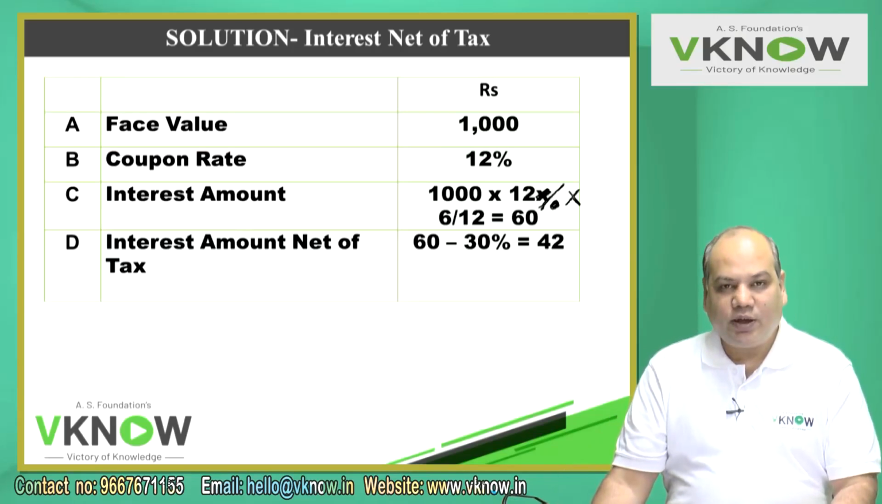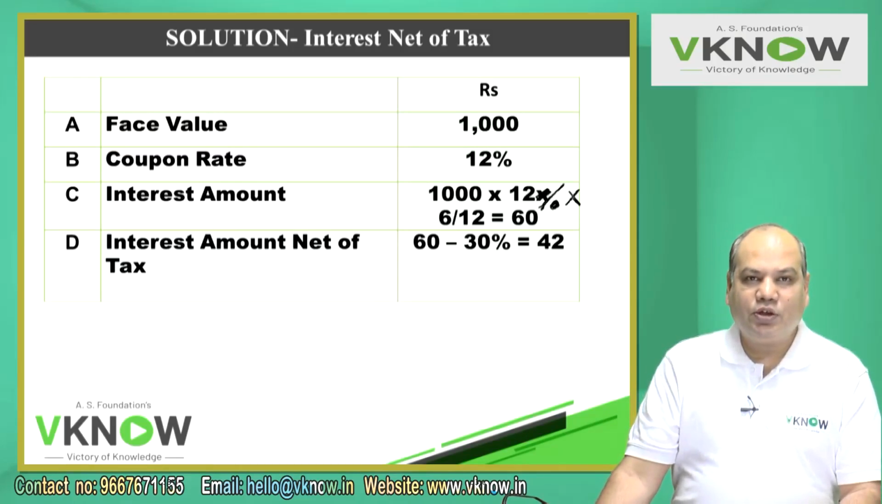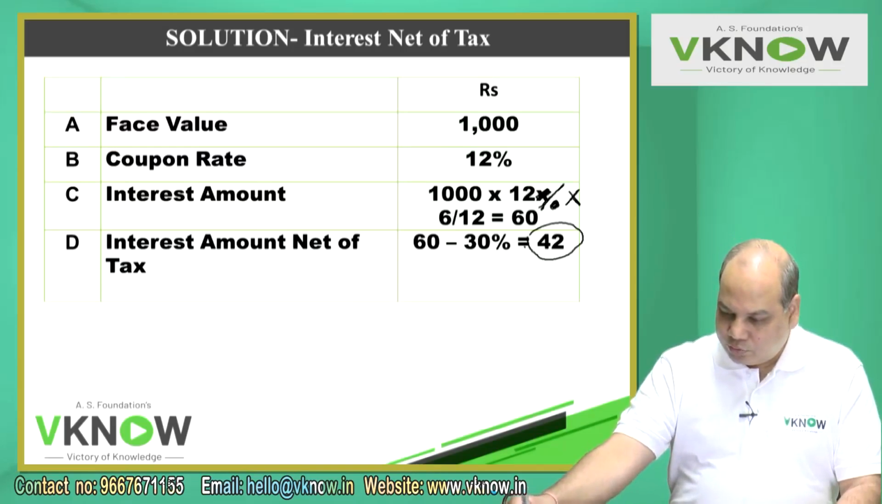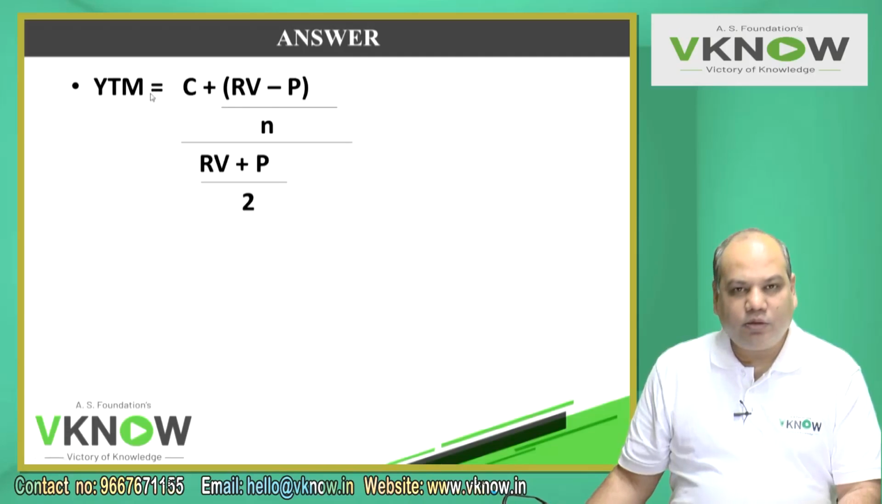And then you have to pay tax on that. Interest amount net of tax is 60 minus 30%, that is 42. So 42 is what we will use. Now write down the formula. It is a coupon bond, so I can apply the formula.